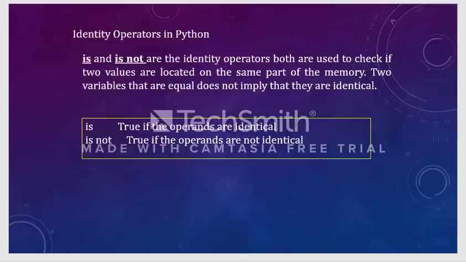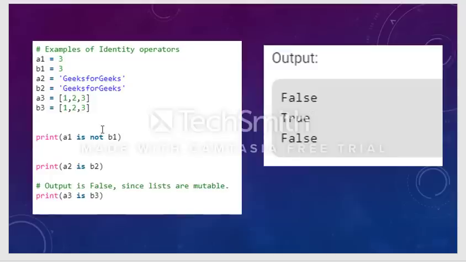So let's see with the example first, then we can go back to the definition. I have taken two values, a1 is equal to 3 and b1 is equal to 3, and a2 is equal to "geeks for geeks", a string. Similarly, b2 is equal to "geeks for geeks". So a1 b1 contains the same value 3, a2 b2 contains the same string "geeks for geeks", and a3 b3 contains a list of values 1 2 3 and 1 2 3.